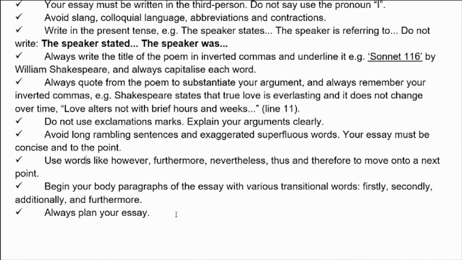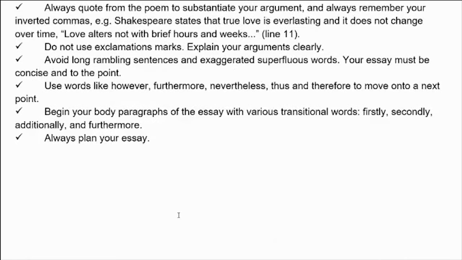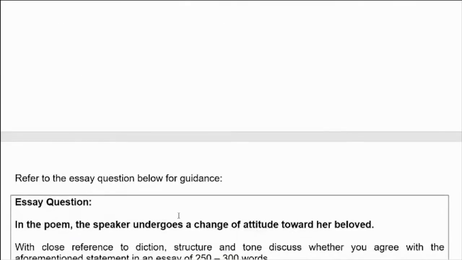Begin your body paragraphs of the essay with various transitional words: firstly, secondly, additionally, furthermore. And always plan your essay. So let's look at the planning quickly.